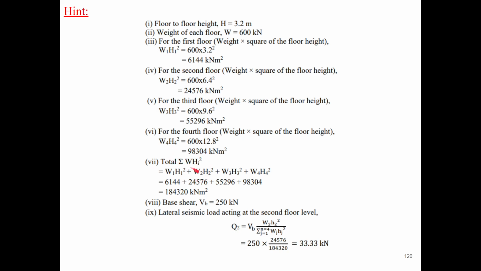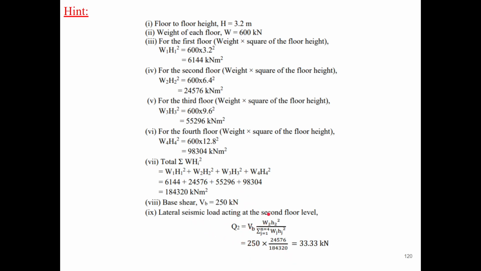So total summation WiHi square will be 184320 kilonewton meter square. And base shear VB is given already, it is 250 kilonewton. So therefore, lateral seismic load acting at the second floor level will be 24576 divided by 184320, into 250. So it has been written here.